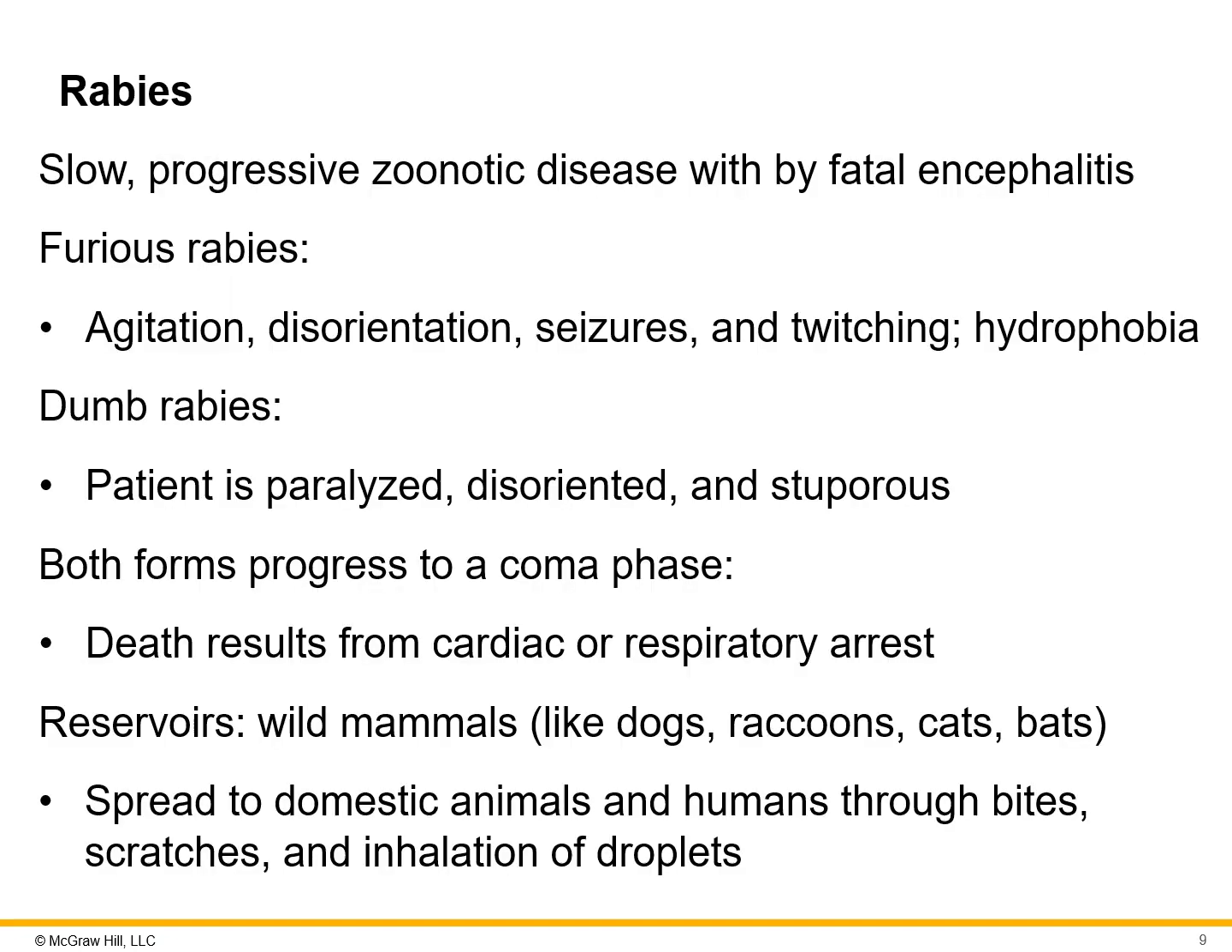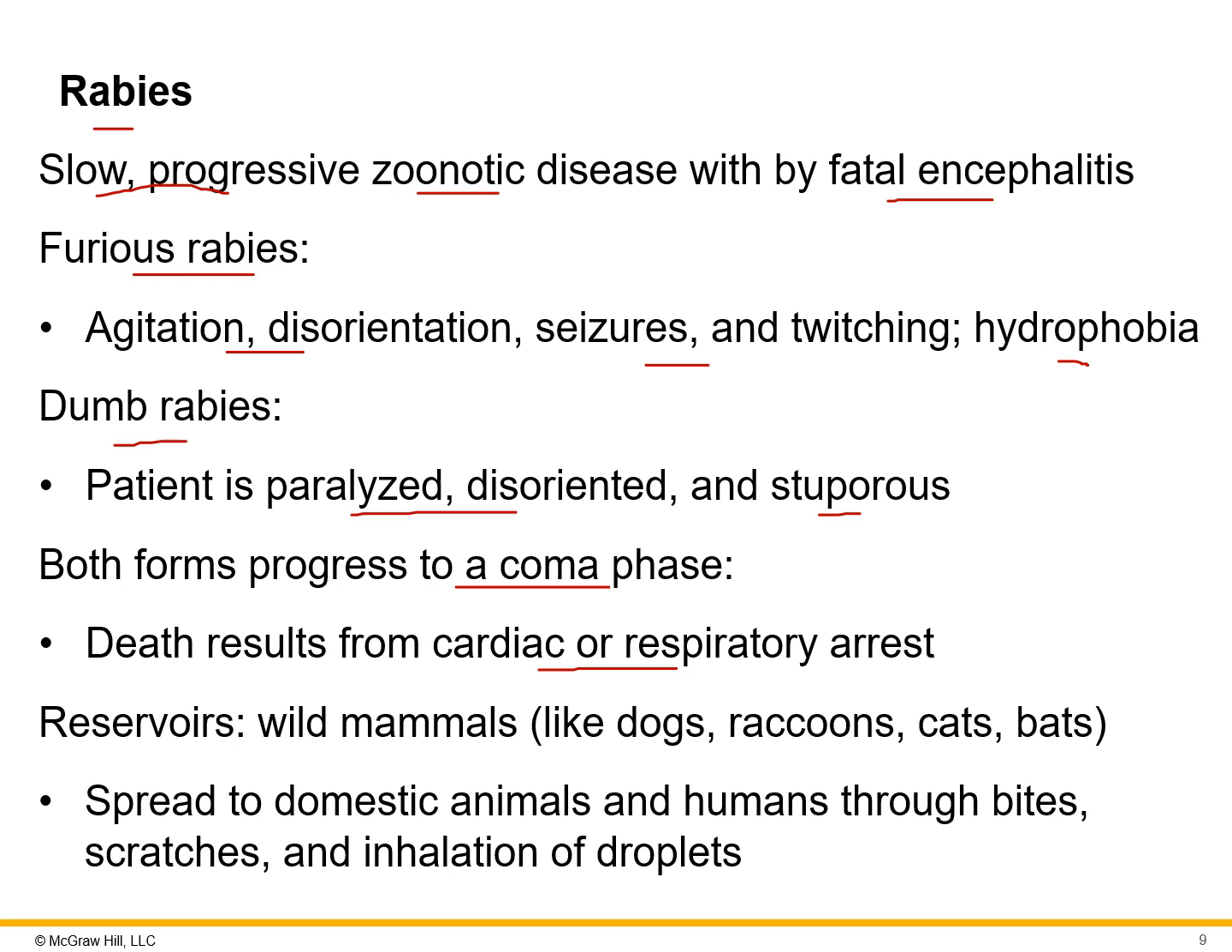Now to rabies, which is probably a disease you've heard a decent amount about, but this is one of the slow progressive zoonotic diseases, just meaning it's transmitted by animals, but it can lead to a fatal encephalitis. There are a couple different types of rabies. So furious, that can lead to agitation, disorientation, seizures, twitching, and hydrophobia, like a fear of water. And then also dumb rabies, in which the patient is paralyzed, disoriented, and kind of in a stupor. Both forms, though, are aggressive and can progress to a coma phase that ultimately leads to death from cardiac and respiratory arrest, regardless of which type it is.